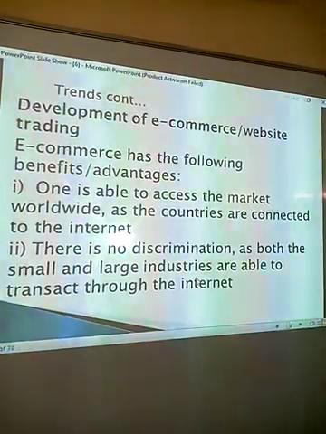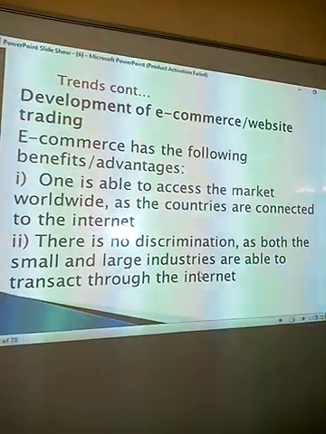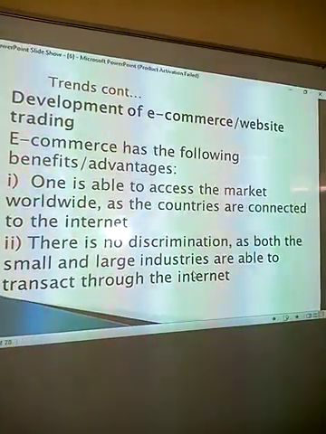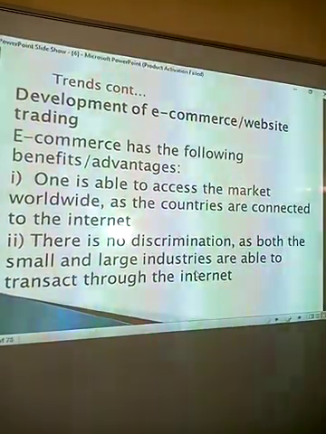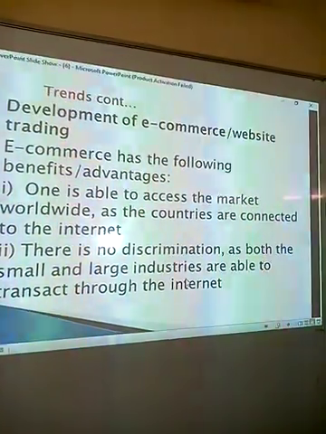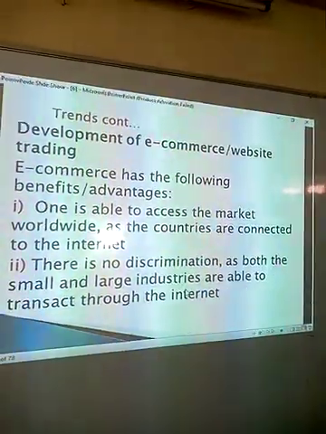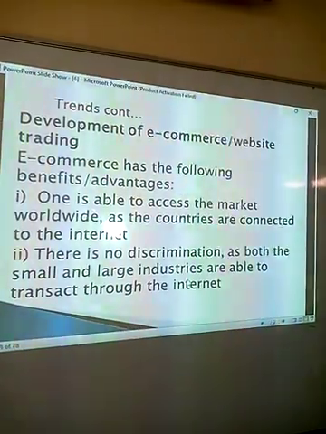You've heard of Jumia. You want a phone and you simply go to Jumia, you order for a phone, you pay for that phone, you fill a form online and you get your product. There is no discrimination as both the small and large industries are able to transact through the internet. Nobody will know whether you are a small business or you are a large business.